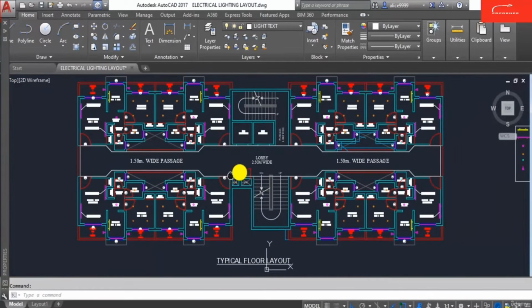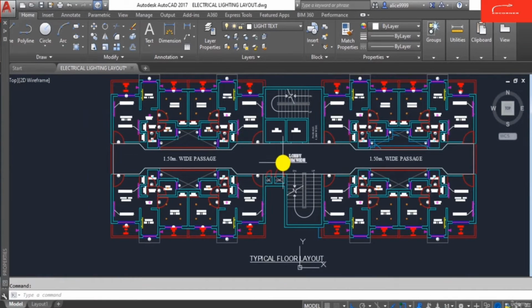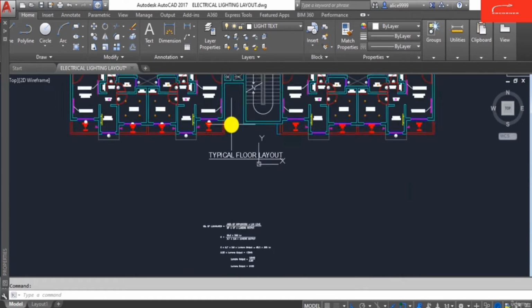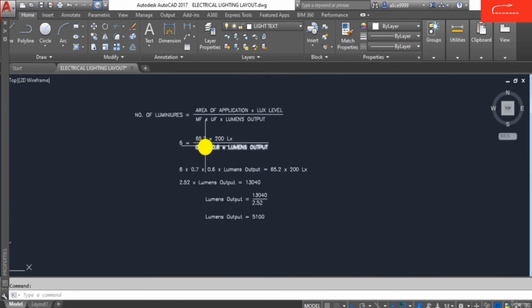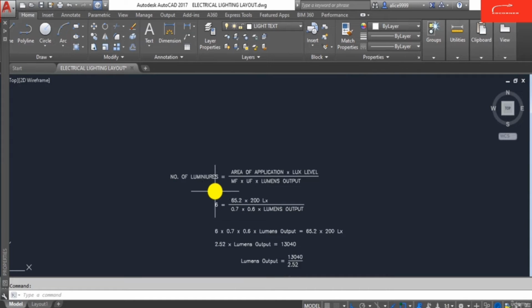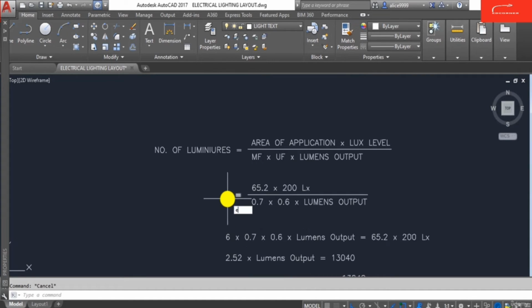To calculate the lux level or the lumens output for this passage area, we need to find out how many luminaires we require. For example, I have taken 9 luminaires as normal and 9 as emergency luminaires. So I will calculate the number of luminaires, that is 18 in total: 9 normal and 9 emergency. So 18 luminaires will be there.